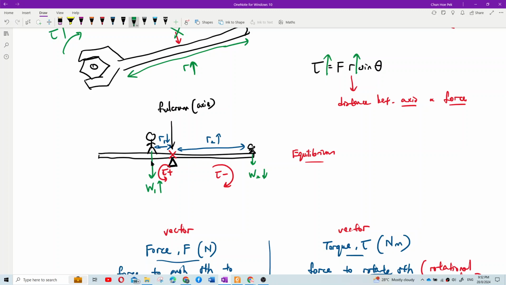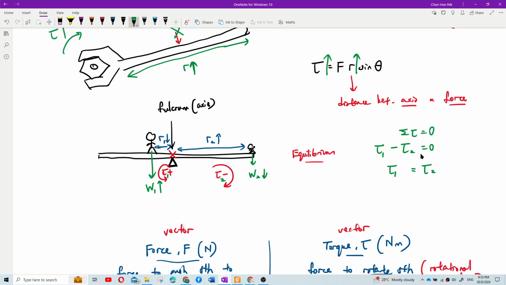It's like we have opposing anti-clockwise and clockwise torques. So it's like torque one minus torque two. This is torque one, this is torque two. Clockwise is negative, so negative torque. So you get zero. Equilibrium, total torque equal to zero, understand? So torque one must be equal to torque two.